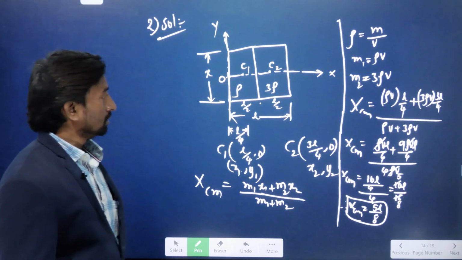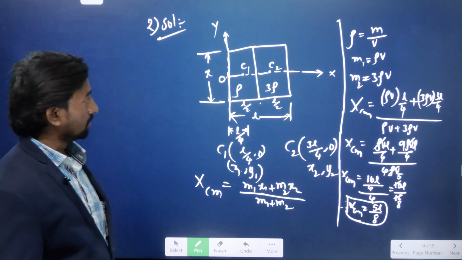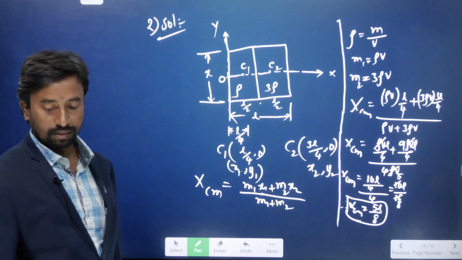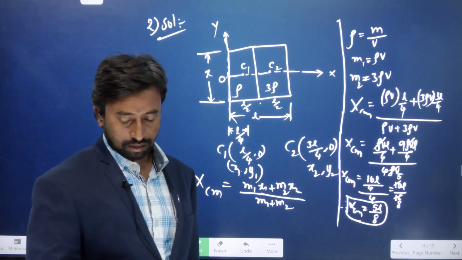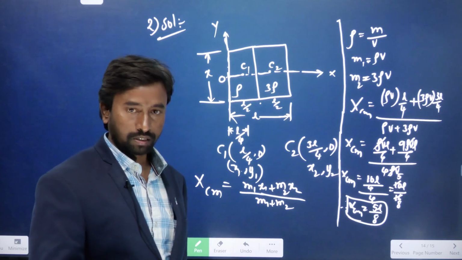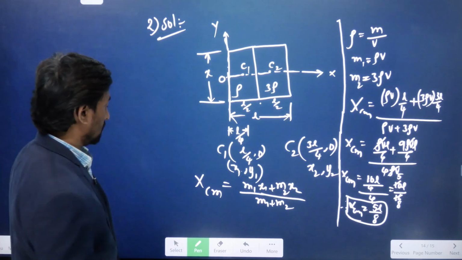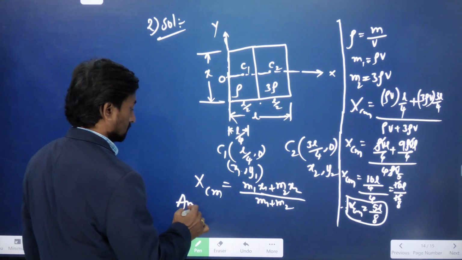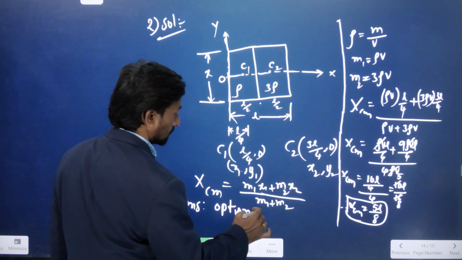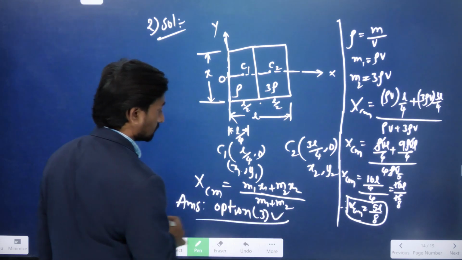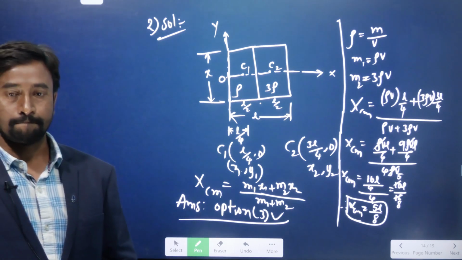So from the origin, the center of mass of the two plates, one made of density rho and the other made of density 3 times the initial density, will be at 5L by 8. So here the correct option is option 3. Option 3. It's clear now?